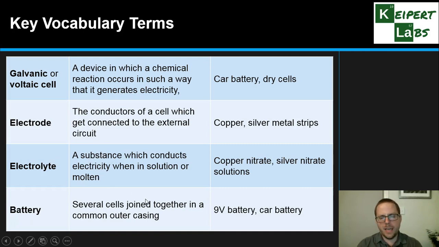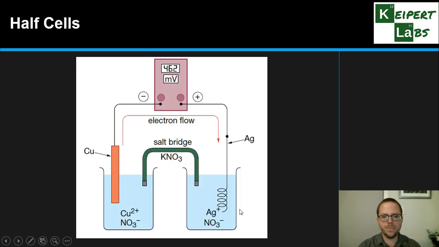And a battery, chemically speaking, is when we take several cells and we connect them together in a common outside casing. Okay, so cell is kind of, chemically speaking, the name for one of them, and a battery is a series of them. So a 9-volt battery or a car battery contains several cells connected together in series.